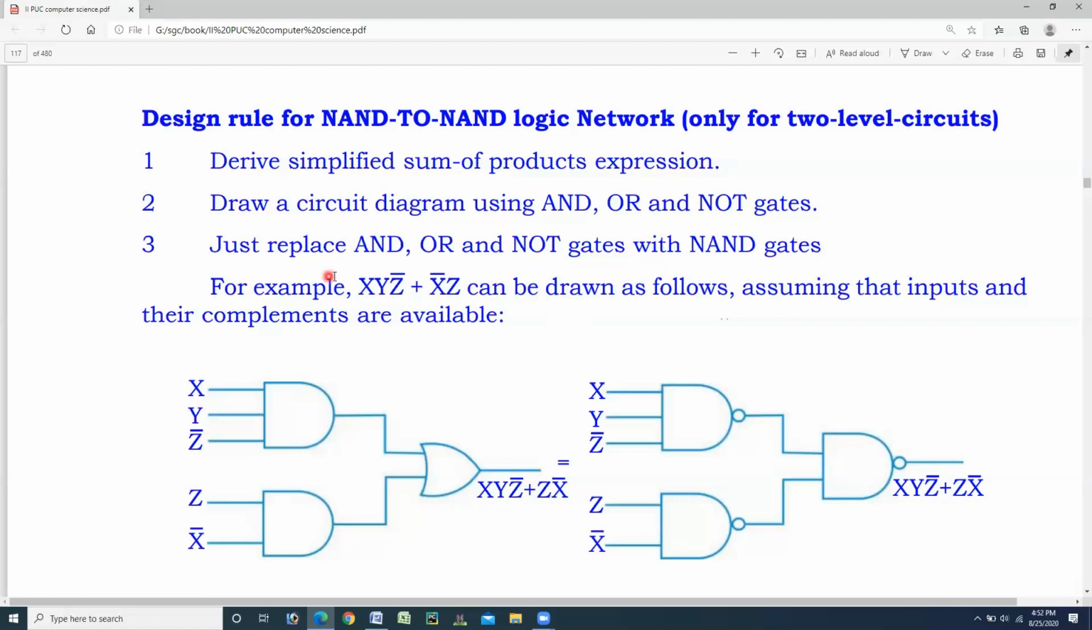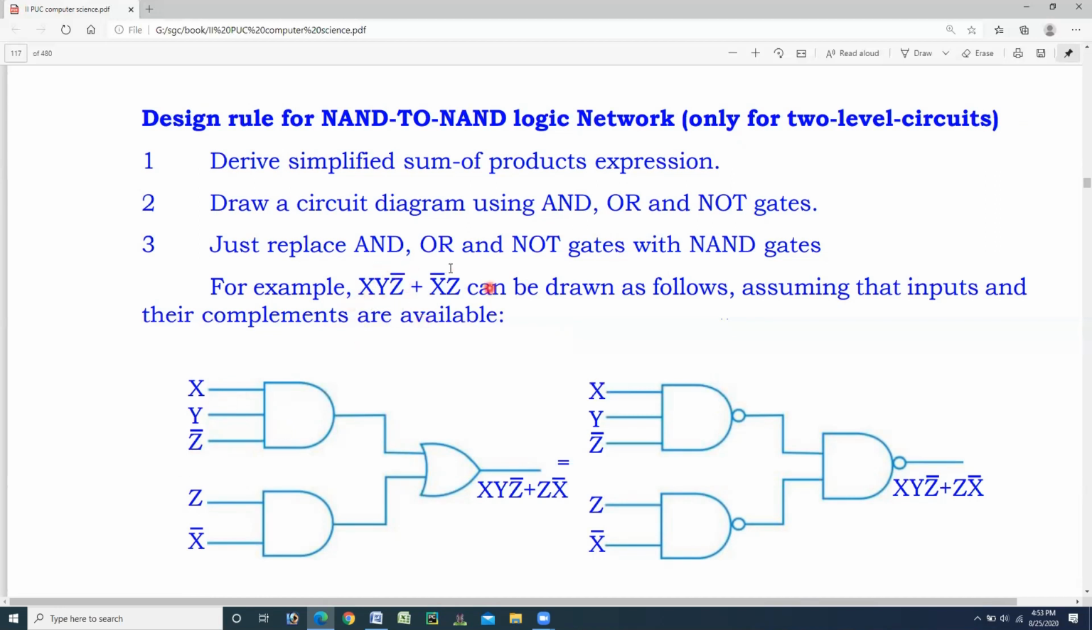Now see here, X Y Z complement is there. So it is X into Y into Z complement. That's why we are taking an AND gate, because AND performs logical multiplication. Then we are assuming that the complemented inputs are available to us. So X, Y, Z complement are the 3 inputs for this AND gate, one AND gate.